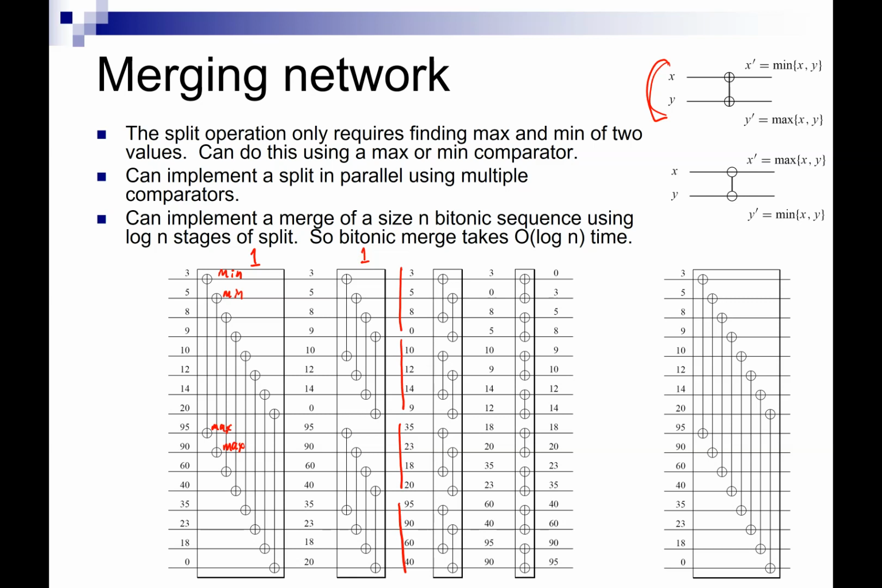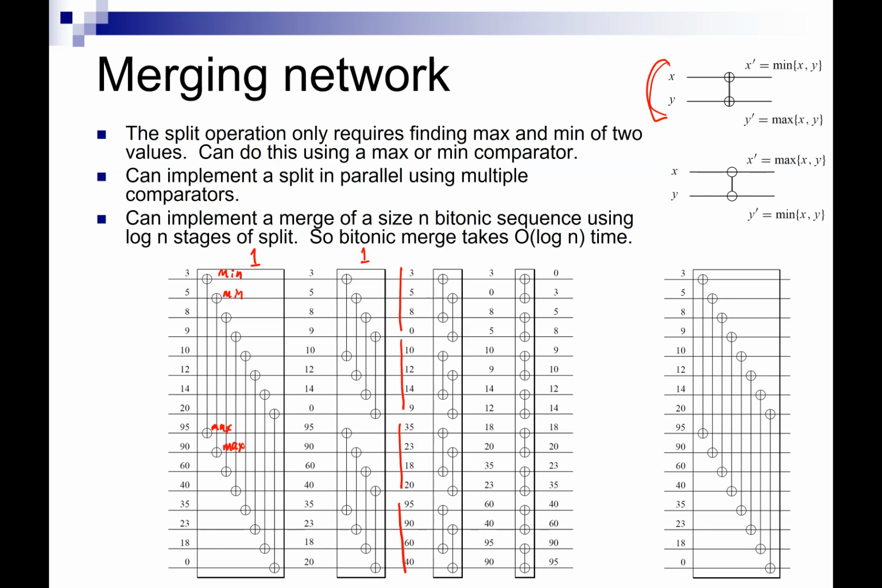And there are log n stages because the size of the list keeps decreasing by a factor of 2, and eventually when you're down to just a single element, then the list is sorted. So basically we can do this bitonic merge in order log n parallel time using a bunch of these circuit things.